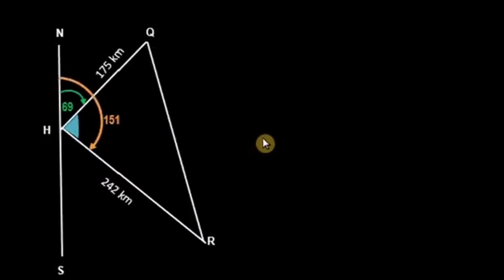Okay, so for question 9b, which is a bearings question, here we have a harbor H and the bearings of two ships Q and R. So Q is a vessel and R is also another vessel on the bearings shown. So what we're seeing here is that the ship Q is on a bearing, and remember your bearing is read from north, which is here, in a clockwise direction always.